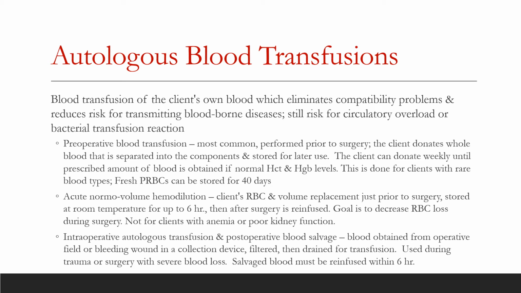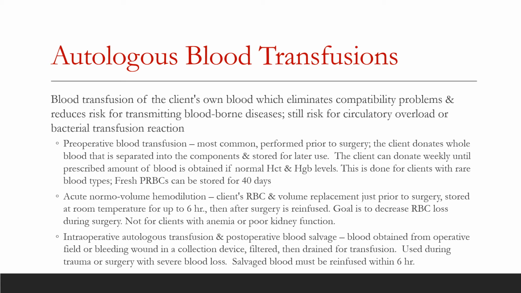So they'll pre-donate, or if they have a very rare blood type, rare antigen that they've had reactions to in the past, they may prepare for this before the surgery so that they're not being given blood that they're not going to be very compatible with if they were to have that severe blood loss during surgery. So they'll donate whole blood and they'll separate it into the different components and store it for later use.